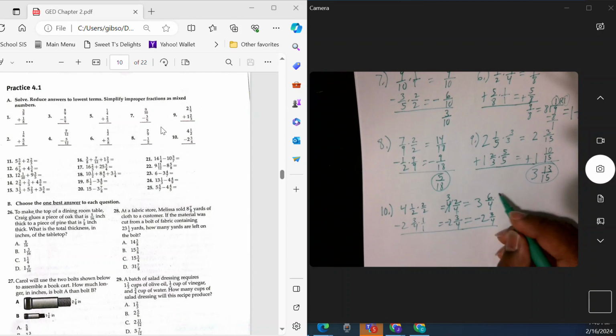Now we can subtract. You bring down your 4. 6 minus 3 is 3. 3 minus 2 is 1. That is your final answer, 1 3/4.